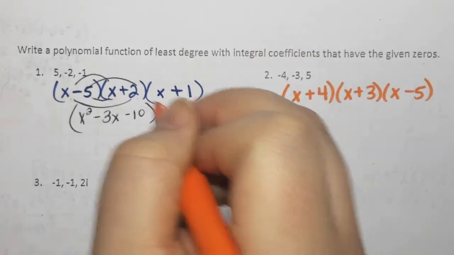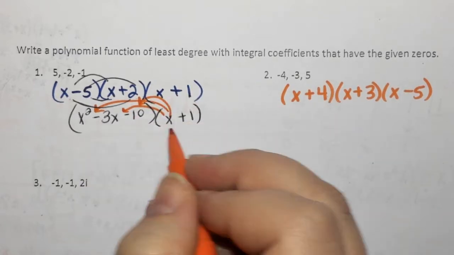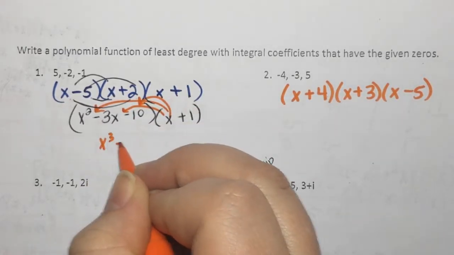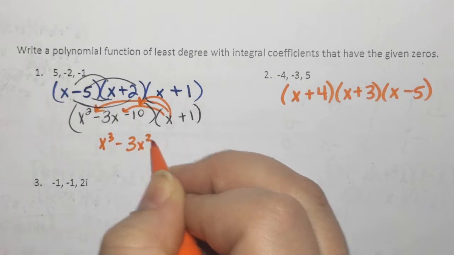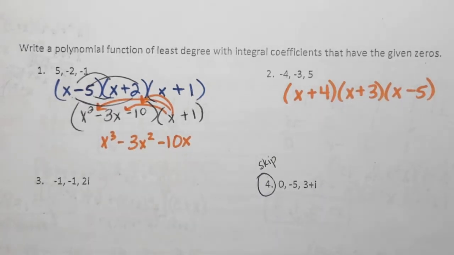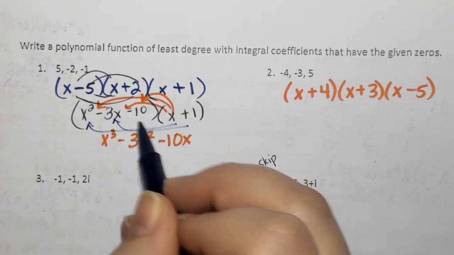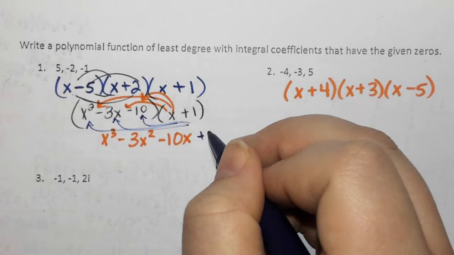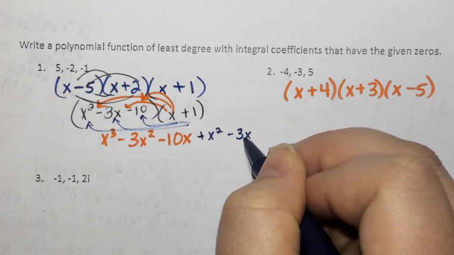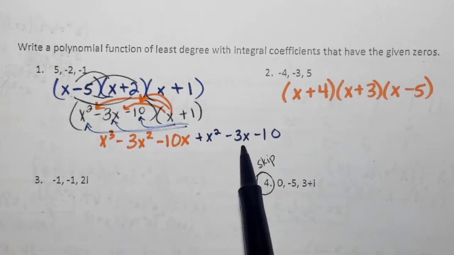Yes, we're going to distribute. We got to give the x to every single person. So x squared times x is x to the third minus 3x squared minus 10x because we gave it to everybody. But I'm not done. Why is that not the answer? We have to distribute the 1 as well. Yes, you get a point. So it's going to be plus x squared minus 3x minus 10 because 1 times x squared is 1x squared. 1 times negative 3 is negative 3.